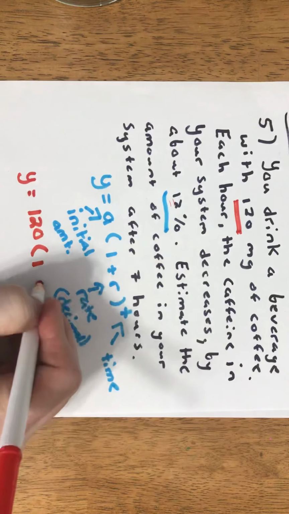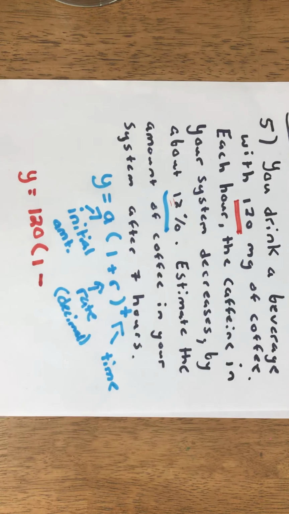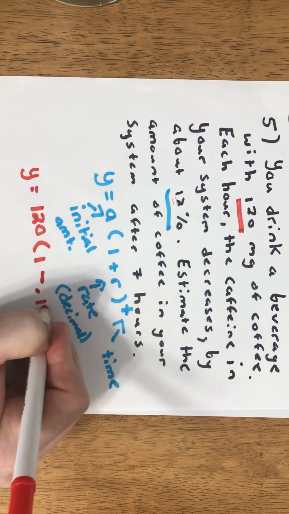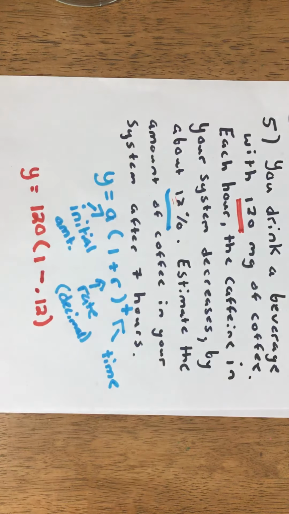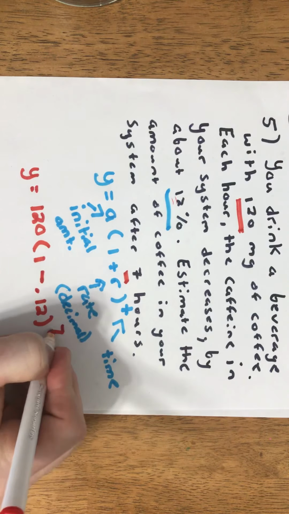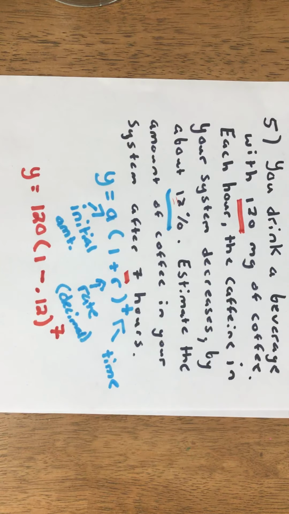Now, since I'm decreasing, I'm going to subtract it. If I was increasing, I'd be adding. And 12% as a decimal is 0.12. And the time, this tells me how long it's been. This is 7 hours. So I want to know after 7 hours what it's going to be.